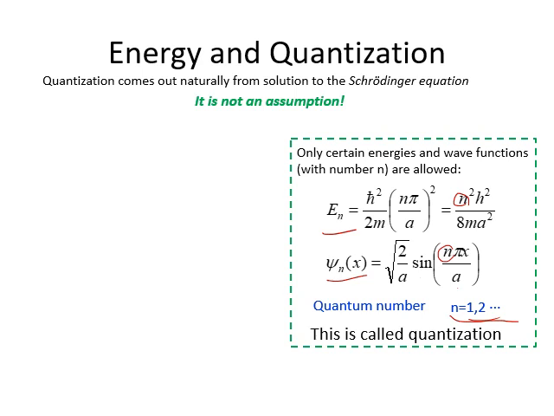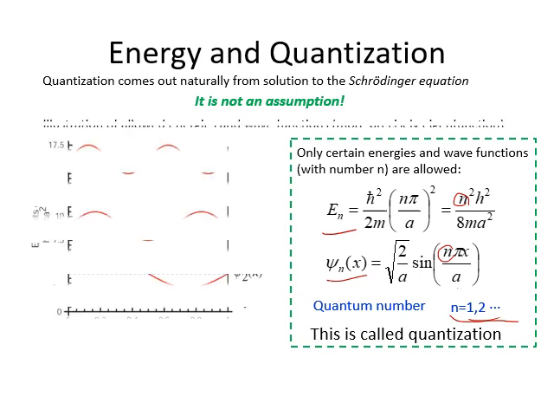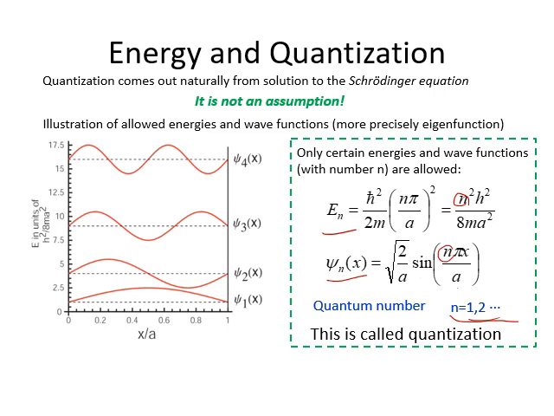In order to meet the boundary condition at the two ends, the wave function has to go to 0, because the wave function is continuous and is 0 outside. They must be 0 at the two ends. It's not an assumption that the energy is quantized. You don't need to make any assumption as long as you use the Schrödinger equation and apply the boundary condition. It comes naturally. And when we plot it, here the lowest energy, when n equals 1, the wave function is sine pi x over a. So here is a half wave.